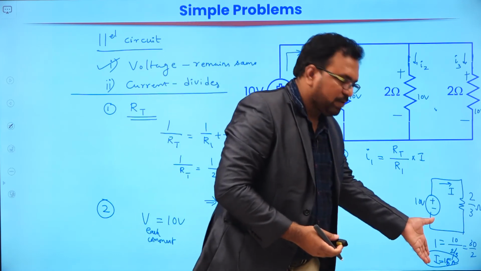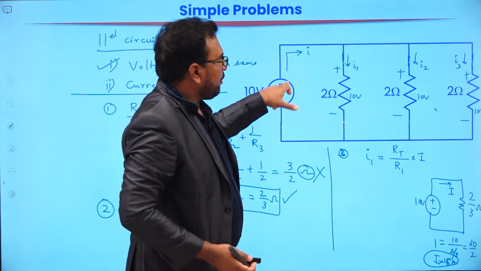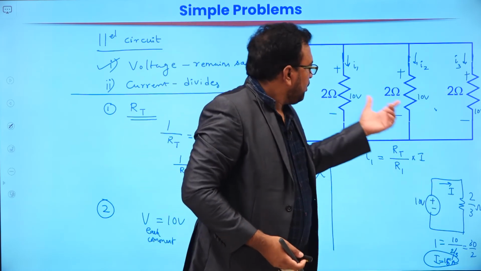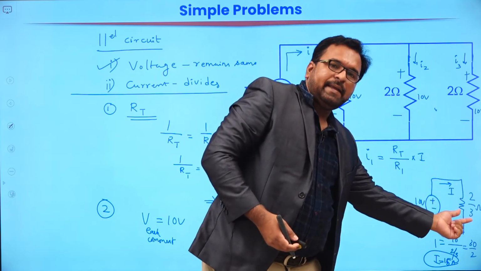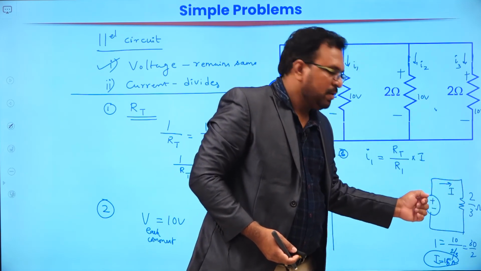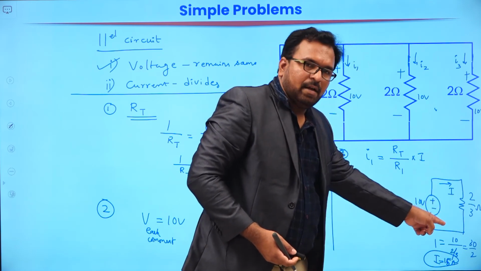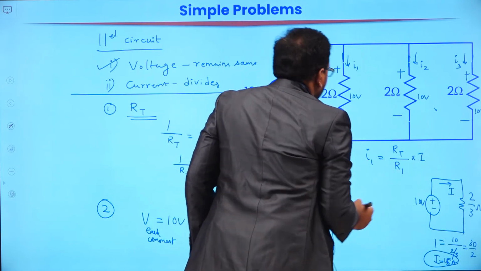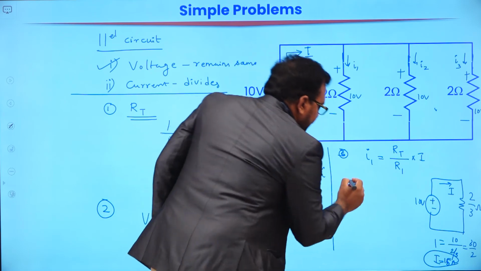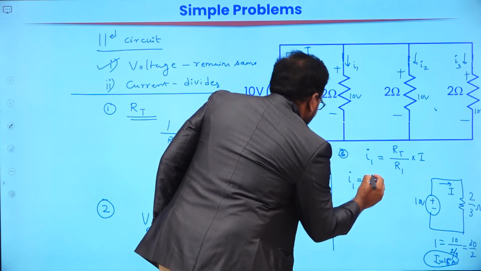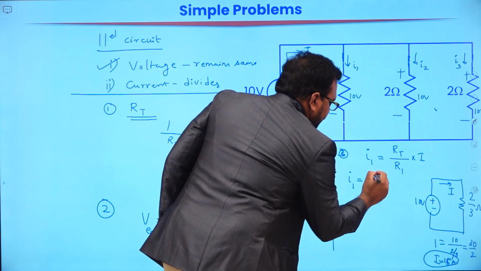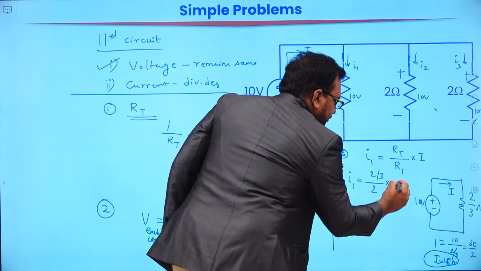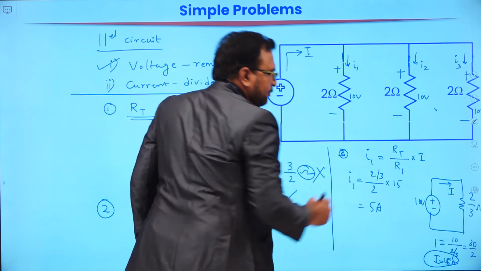That's how we are going to calculate the total current. I am going to explain once again. When you want to calculate the total current I, you replace this with an equivalent circuit where the 3 resistors are replaced by their equivalent single resistor of value 2 by 3 ohms. Now by applying Ohm's law here, we can calculate the total current I as 15 amperes. Now substitute the value here. I have used the capital I symbol. So I1 is equal to RT, which is 2 by 3, divided by R1, which is 2 ohms, into 15. So it gives 5 amperes.